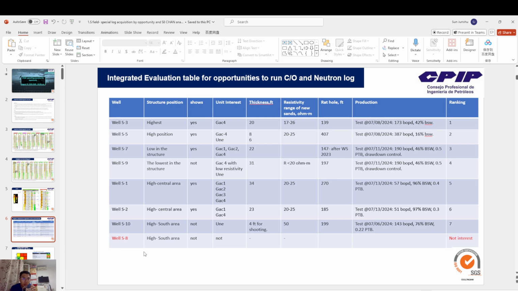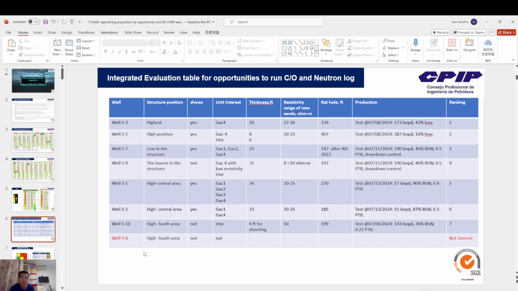The sand production is 0.5 ppb and drawdown was controlled. Well S7, the lowest in the structure without oil show. The new sands include Gadget 4 with lower resistivity. Thickness is around 37, but resistivity is less than 20 ohm-meter.